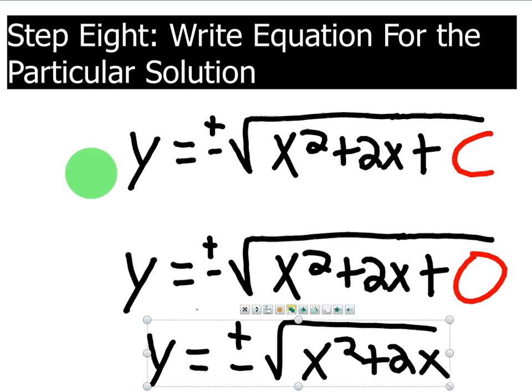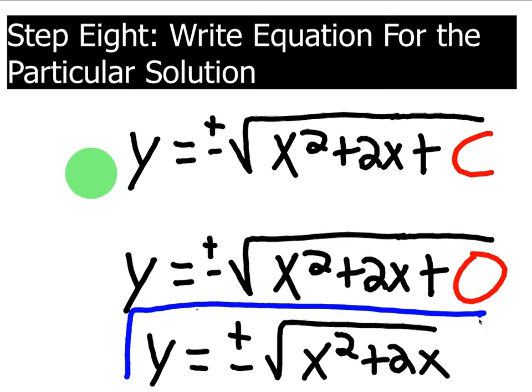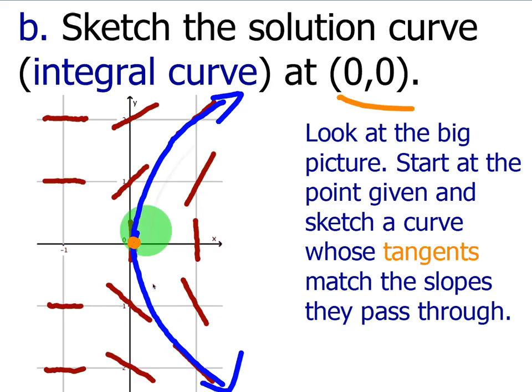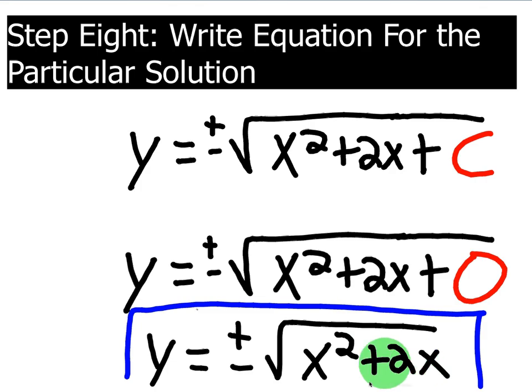Okay, and I'm going to rewrite that too, I don't like the way it looks. This gives us an equation for that line. Okay, this right here, y equals plus or minus the square root of x squared plus 2x, is the equation for this curve. And it's because it's at 0, 0. That's the particular point that we were focused on, and this is the curve that passes through it, which is y equals plus or minus the square root of x squared plus 2x.